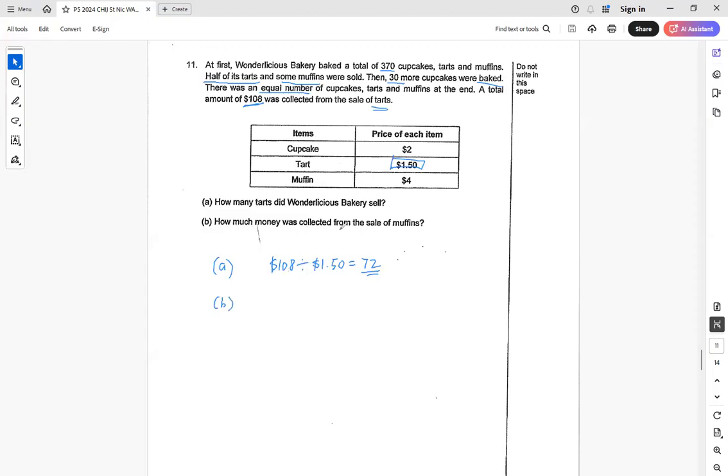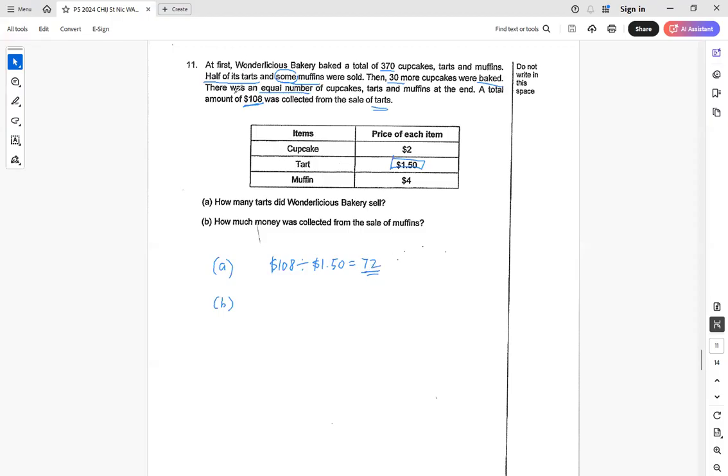How much money was collected from the sale of muffins? Muffins here, they say it's some muffins, so I don't know how many muffins were sold. But the question tells us that there's an equal number of cupcakes, tarts, and muffins at the end. So we start from the tarts, because the tarts, they give us more information. In part A, we found that 72 tarts were sold, right?